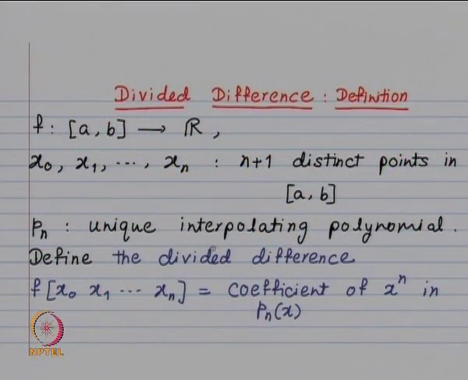We know that p n is the unique interpolating polynomial interpolating the given function at x 0, x 1, up to x n. This is a polynomial of degree less than or equal to n. So, write it in power form. That means, write it as p n x is equal to a 0 plus a 1 x plus a 2 x square plus up to a n x raised to n. Now, whatever is the coefficient of x raised to n in p n x, that is going to be our divided difference based on x 0, x 1, up to x n.